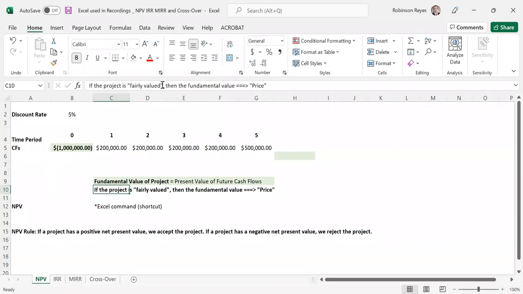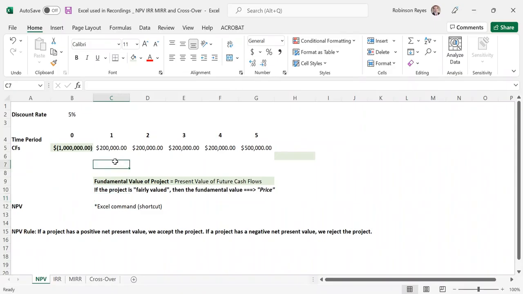Okay, now you would be okay pursuing the project if the project is fairly valued, but you would be even happier if the price right here is even lower than the fundamental value. So that means you're buying something quite cheap. That means you're buying something with a fundamental value of $10 and you're buying it at $8. You're buying it at a price that is cheaper than its fundamental value, right? So what is the net present value telling us?